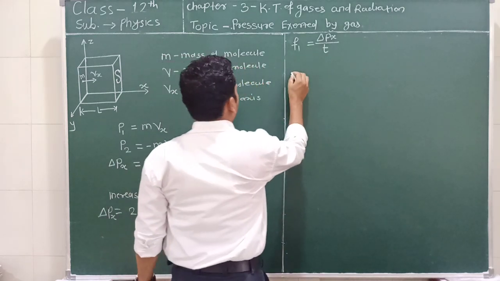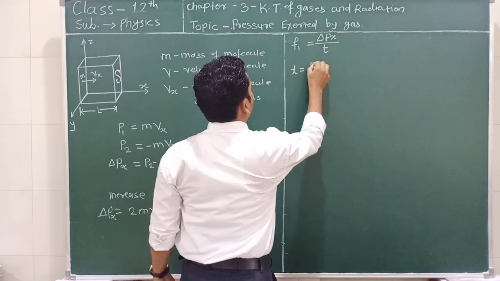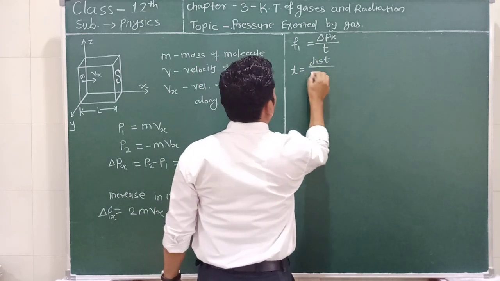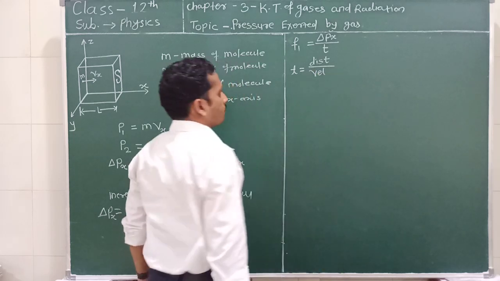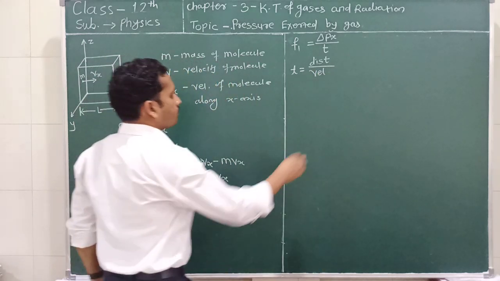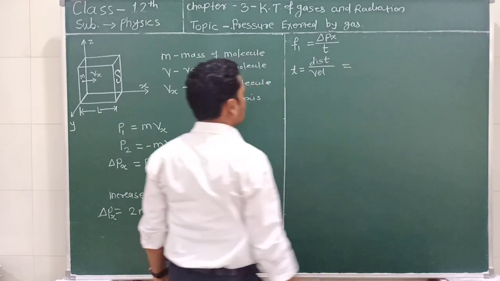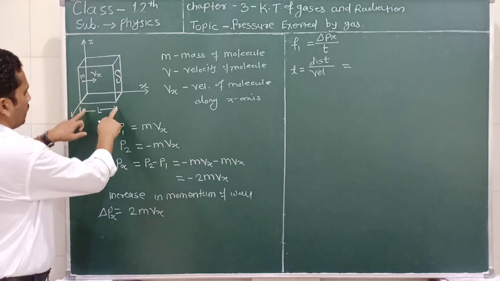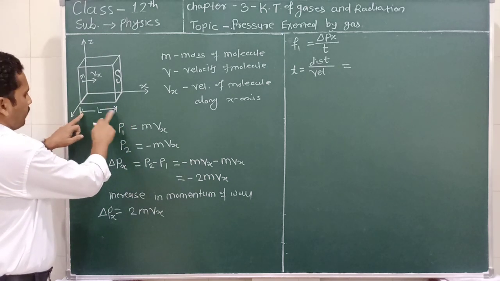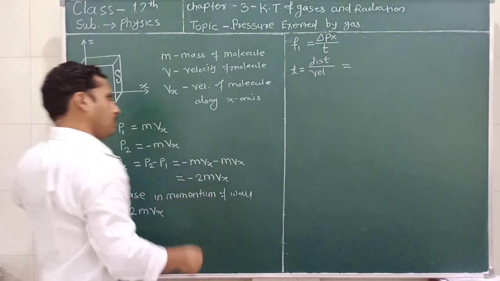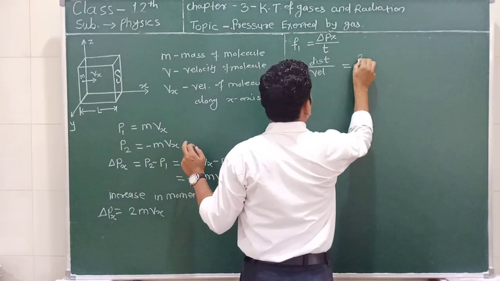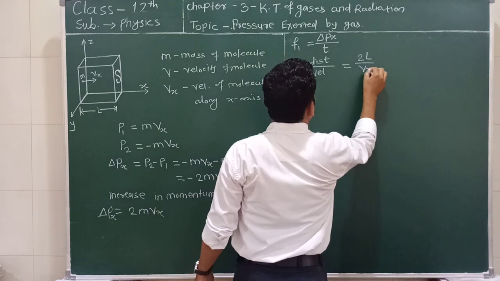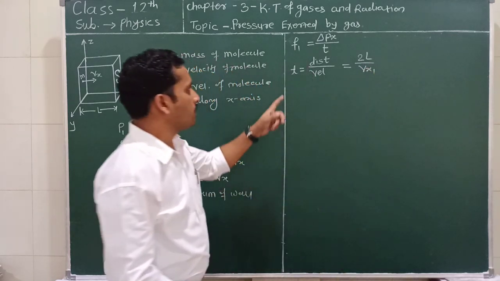Now how can T be calculated? Easy. This time is nothing but the distance divided by velocity. What is the distance traveled by this molecule? This is the distance, and again it returns back to the original condition. Then we can write it as 2L, and what is the velocity? It is equal to Vx1, as we consider the first particle.